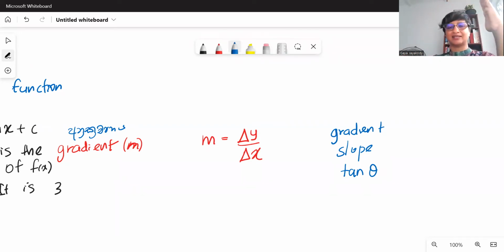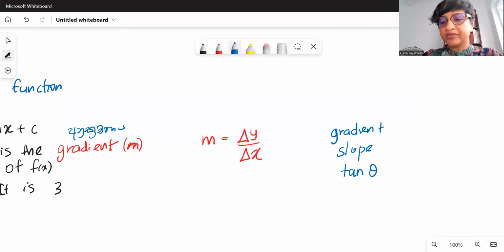Right. Dinithi, look at Dinithi's answer. Okay, I'll come to that. So tan theta, where theta is the angle between the positive x-axis and your line, that gives you the gradient. Correct. Okay. And Tharindi said coefficient of x. For a linear function, it is the coefficient of x.